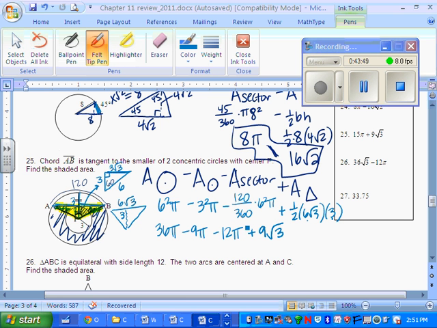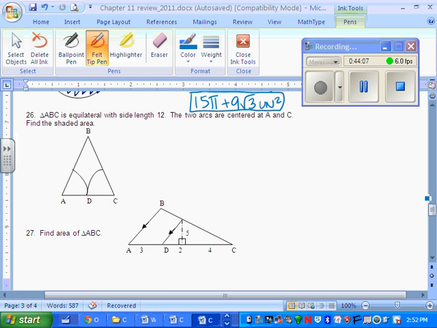So 36 minus 9 minus 12 is 15 pi plus 9 root 3 units squared. Keep that answer just like that. You don't need to plug in the calculator. Moving on to number 26.